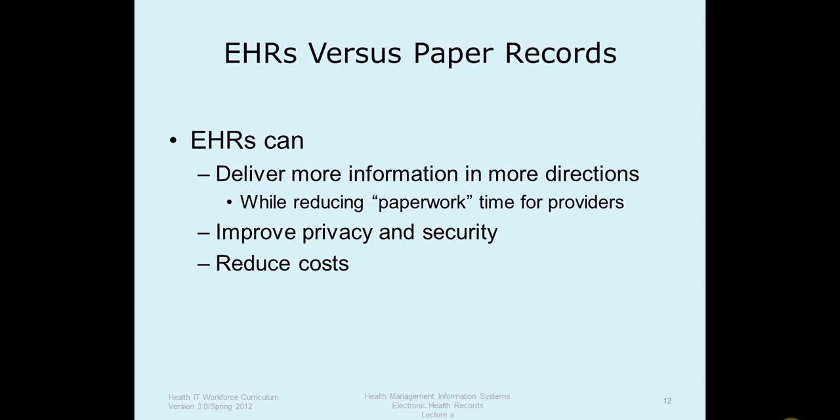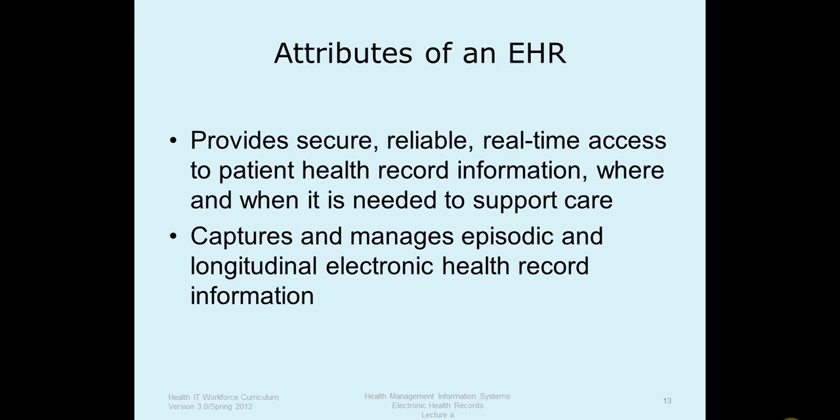So overall, they have a potential for improvements in patient safety and quality. However, they're not an automatic result of implementing an EHR. If you remember some of the disasters that happened with poorly implemented EHRs that we've talked about in previous lectures. So the electronic record is not just an electronic version of the paper record, but it has additional attributes and properties that paper cannot do or does not have.